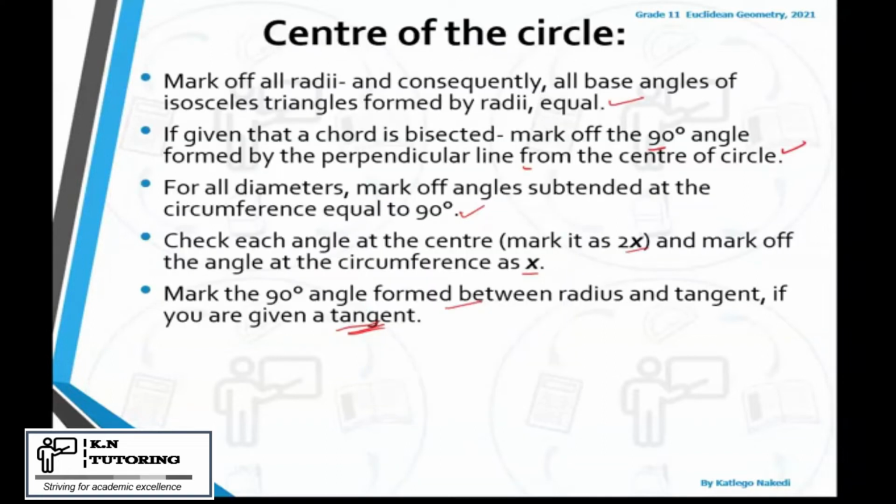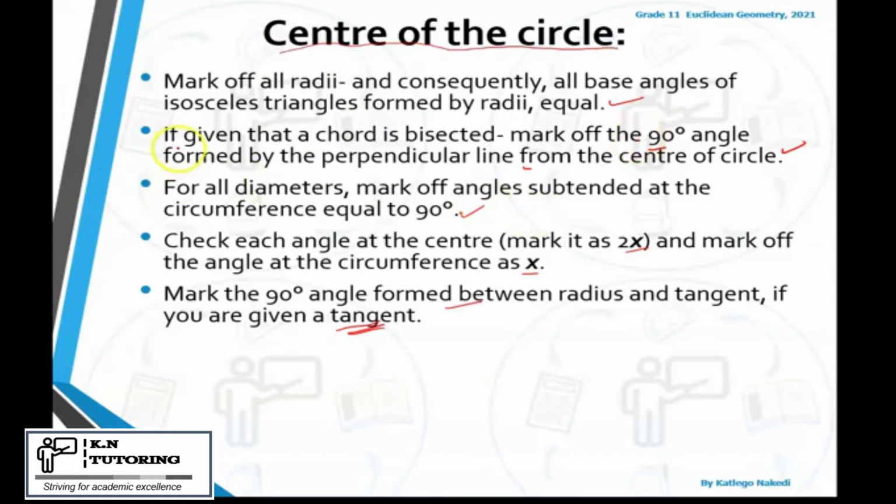Okay, so I've made some notes here in terms of a couple of tips or steps that you need to follow before attempting to solve these problems. I've got 5 bullets here. The first one says, when you get a problem and you solve a geometric problem, you need to mark off all radii and consequently all base angles of isosceles triangles. Okay, so this is only for this section of theorems that fall under center of a circle.